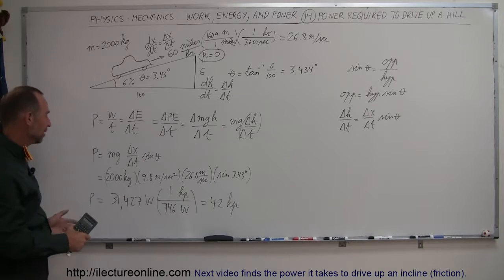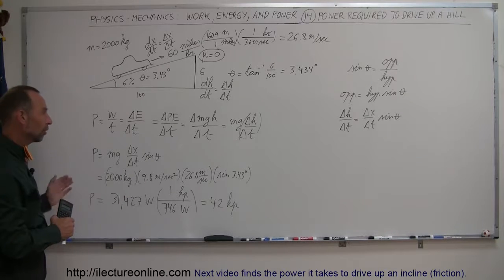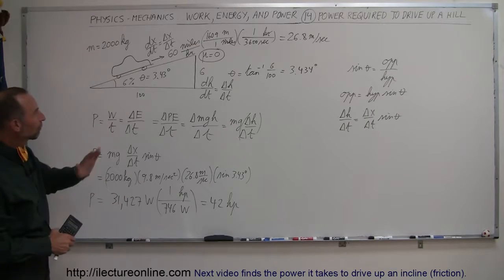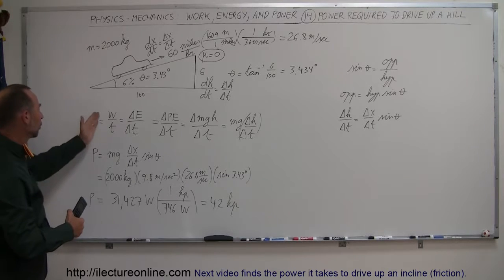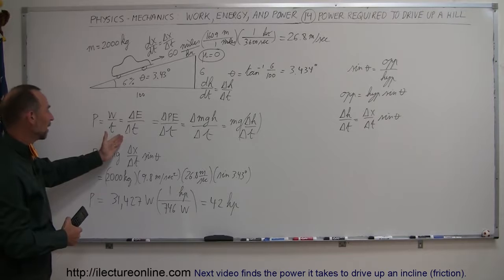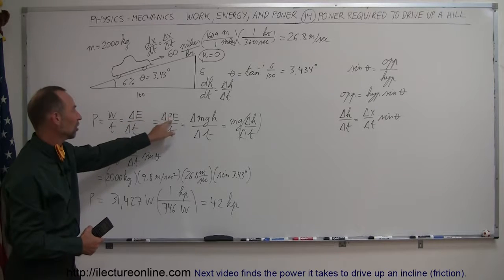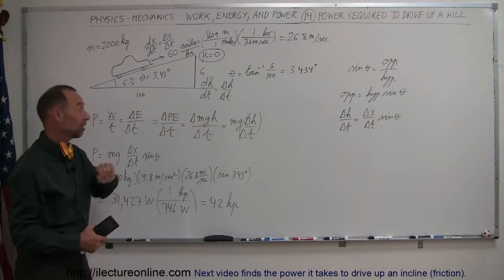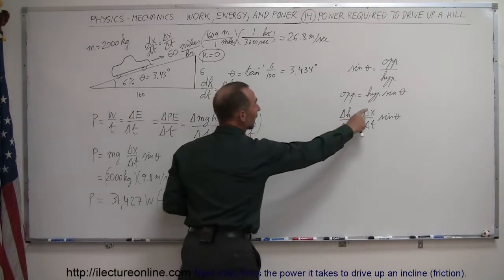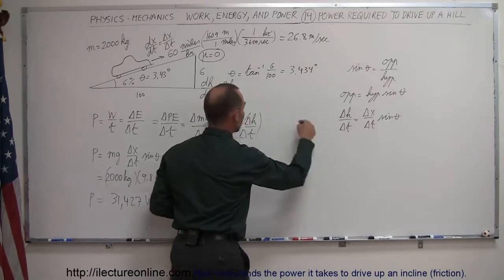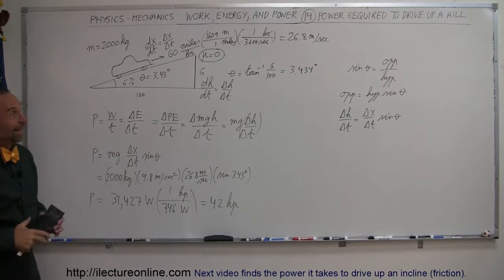But for our sake here, this is a good problem to start with, ignoring friction, ignoring efficiency, and simply saying that the power is equal to work over time or change in energy over time, and then we have to define what that change in energy is, which in this case is the change in potential energy, and then we have to convert from the delta x/delta t to delta h/delta t so we can work out the problem. And that's how you do that.